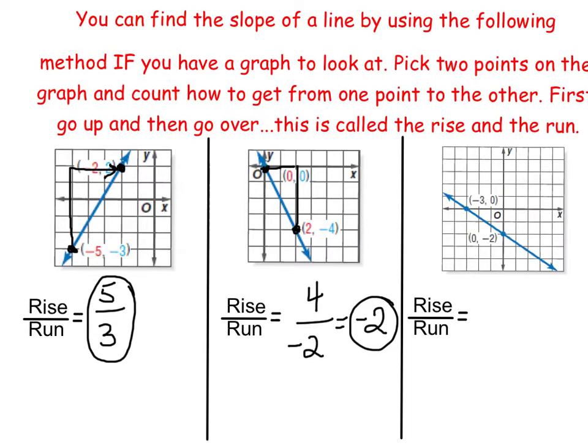On the third graph, let's do the same thing. Take a look at our 2 points. The rise, we would have to rise up +2. And then again, we are running in the negative direction, 1, 2, 3. So -3. So our slope is -2/3. Just remember, rise over run. First go up and then go over.